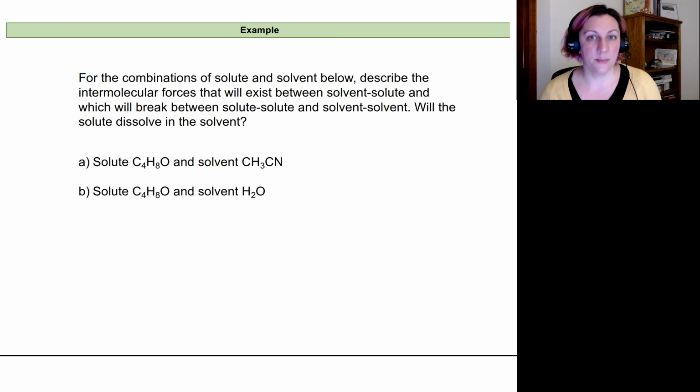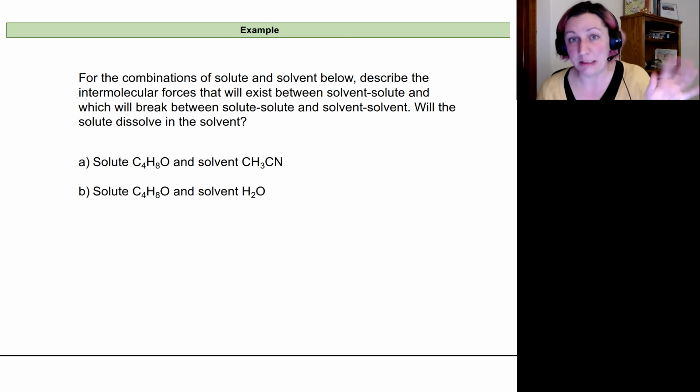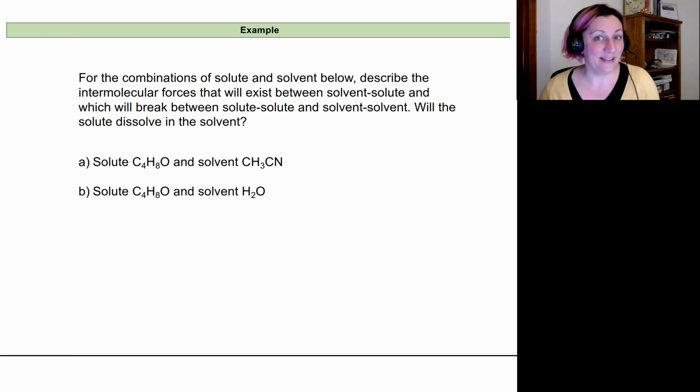Let's look at an example of this together. I know water is the universal solvent, but from a chemist's perspective, it is definitely not the universal solvent. It's great at dissolving polar compounds because it is very polar, and it forms a lot of hydrogen bonds. But a universal solvent would be something that could dissolve a lot of polar compounds and a lot of nonpolar compounds.